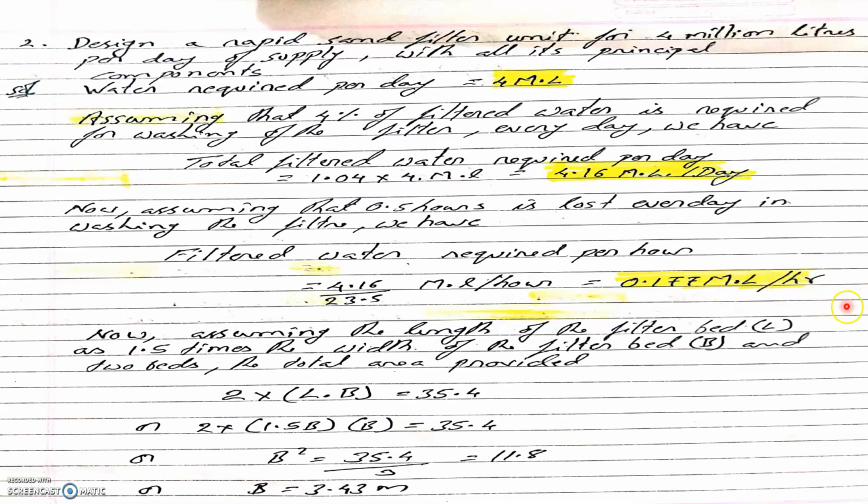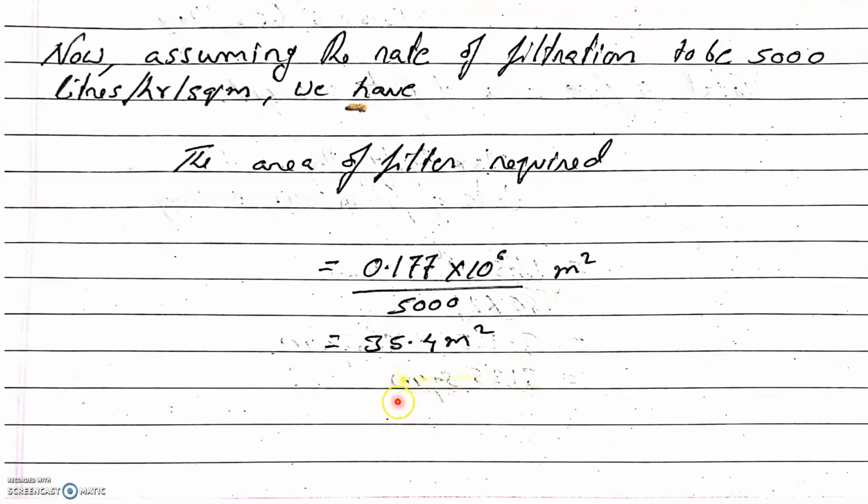Now again you are calculating the length and breadth. So assuming the length as 1.5 times the width of the filter bed, that's B, and for 2 beds, the total area is given as 2 into L into B, equals 35.4. So what is this 35.4? 35.4 is nothing but the area itself. So it is calculated this way.